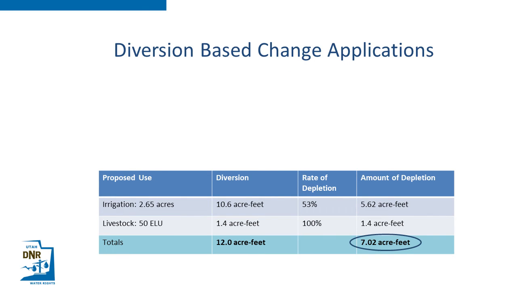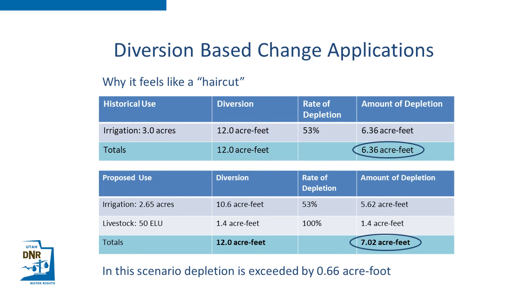If we were to say, well, I'm going to keep diverting my 12 acre-feet, why can't I do that? If we look at the next table, it shows that if we keep diverting at 12 acre-feet, that would give us 2.65 acres of irrigation at 10.6 acre-feet diversion amount. 53% depletion would be 5.62 acre-feet in depletion, plus the 1.4 acre-feet stock watering, and now our depletion amount is 7.02 acre-feet. This would exceed the historic depletion amount by 0.66 acre-foot, which would be an enlargement of the water right, which cannot be allowed.